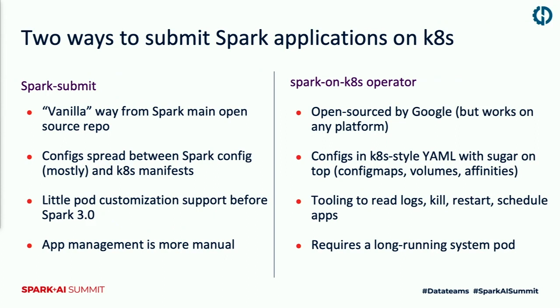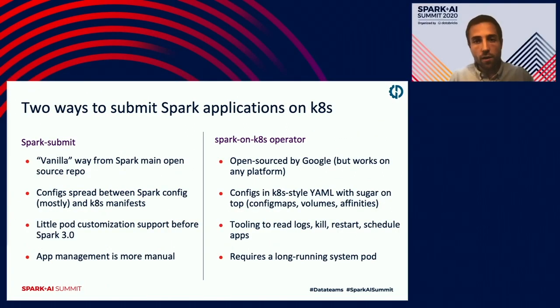There are two ways to submit a Spark application on Kubernetes. You can use Spark Submit, which is the vanilla way, part of the Spark open source project. However, app management is pretty manual. We'll see this on the next slide. And there are some configuration limitations. For example, you can't specify node selectors or affinities.